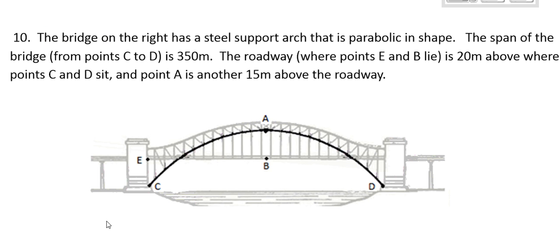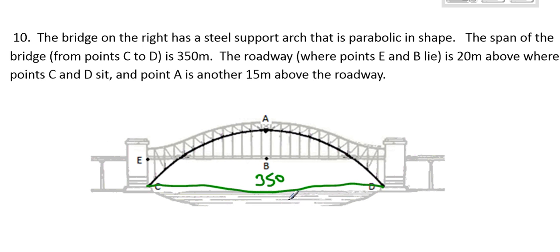Question 10 says, the bridge on the right, so in this case the bridge below, has a steel support arch that is parabolic in shape. So it's emphasized here in the darker ink. That's clearly a parabola. The span of the bridge, from point C to D, is 350 meters. So let's add that to the diagram, that going from C to D is 350 meters.